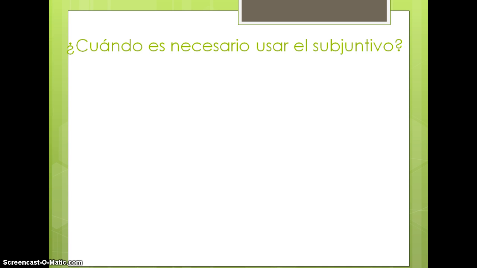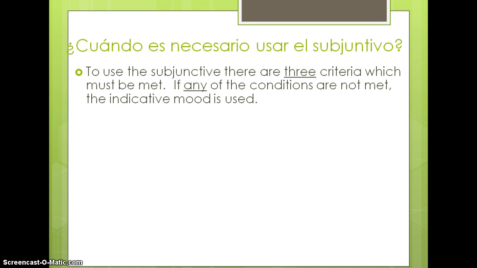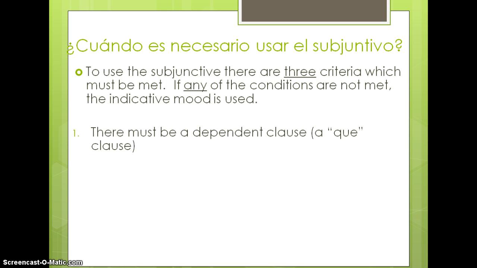We do need to now talk about when do we use a subjunctive. In order to use a subjunctive in Spanish, there have to be 3 criteria which are met. If all 3 of these are not met, then we don't use a subjunctive, we simply use the indicative. The first is that there has to be a dependent clause. The second is that there has to be a change in subject between the independent and dependent clause.